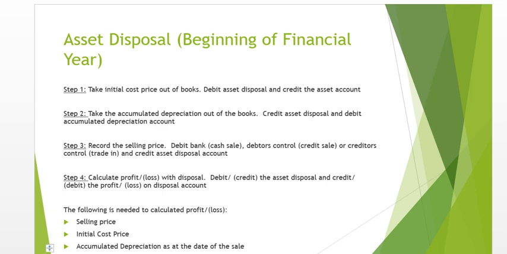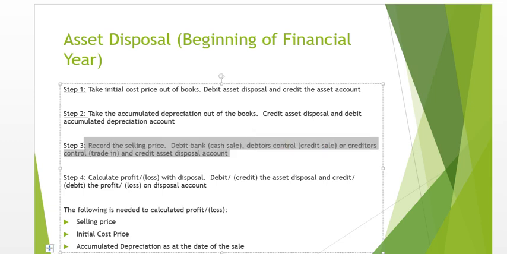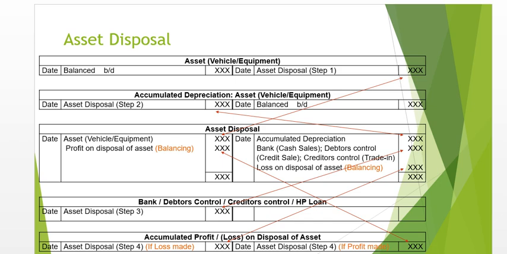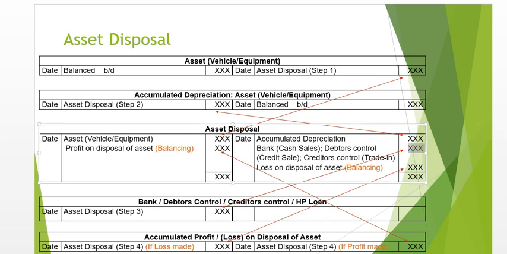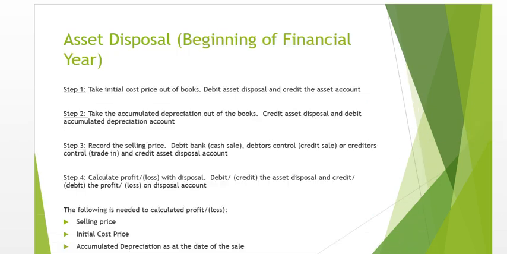Okay. Step 3 will then be to record the selling price. Now if we sell it, it can either be a cash sale, so in other words it will be bank, it can be a credit sale, so we debtors control, or a trade-in, so that will be our creditors control. So we're going to debit our bank, debtors control or creditors control, and we're going to credit our asset disposal account.